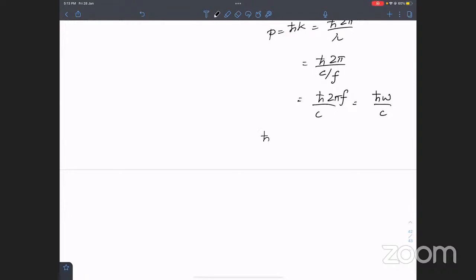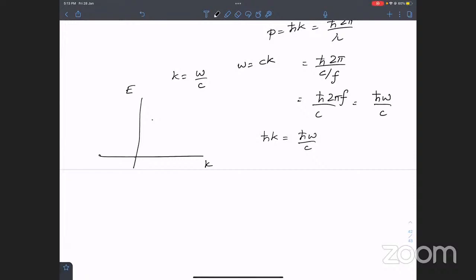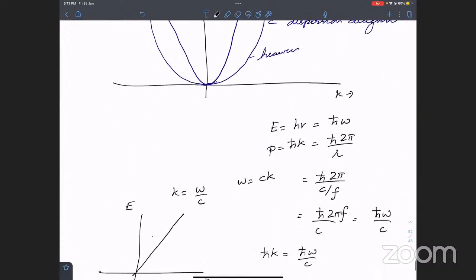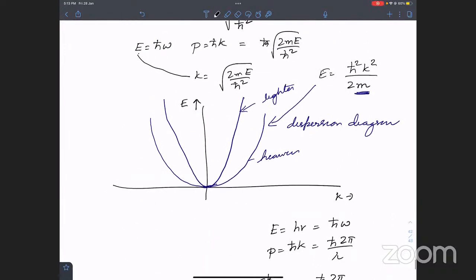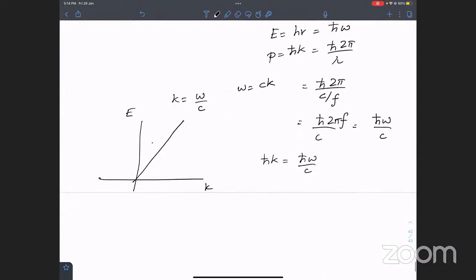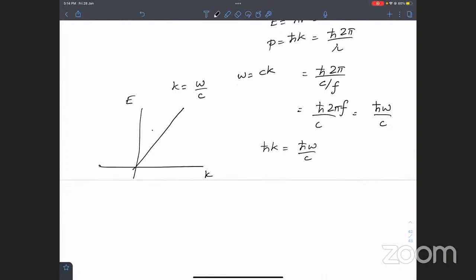So momentum h bar k can be written as h bar omega by c, or k is nothing but omega by c, or omega is nothing but c times k. Now what is the energy of the photon? Energy is h bar omega. So if I plot the energy of a photon versus k, it would look like a straight line. See the difference between a massive particle and a massless particle. A massive particle dispersion diagram is always parabolic, whereas for a massless particle like a photon, it is a straight line.